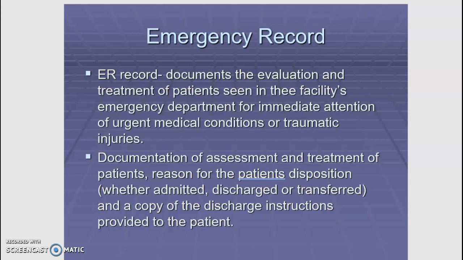The emergency record documents the evaluation and treatment of patients seen in the facility's emergency department for immediate attention of urgent medical conditions or traumatic injuries. So they need documentation of the assessment, the treatment, and the reason for the patient's disposition. Now disposition is where they went. Were they admitted? Did they get discharged, or were they transferred elsewhere? And you also need a copy of the discharge instructions provided to the patients.